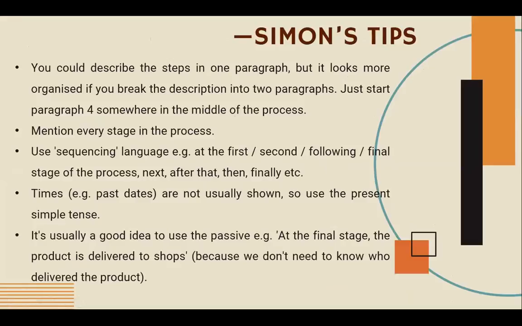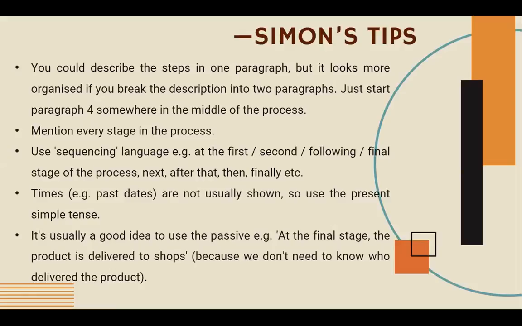Then you could describe the steps in one paragraph, but it looks more organized if you break the description into 2 paragraphs. Just start paragraph 4 somewhere in the middle of the process. Cái này có nghĩa là mình nên là miêu tả những cái bước trong cái quá trình ở trong một đoạn văn luôn. Nhưng mà hắn sẽ phải có tổ chức hơn nếu mà mình chia hẳn ra thành 2 đoạn văn nhỏ để mà miêu tả. Đúng rồi.